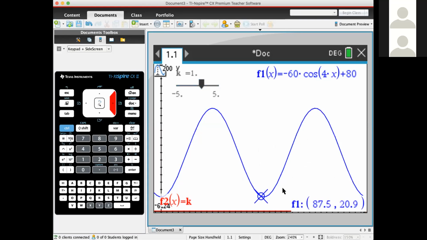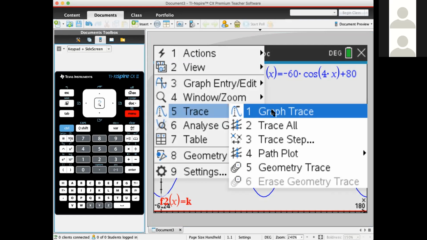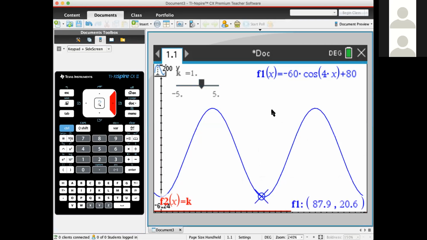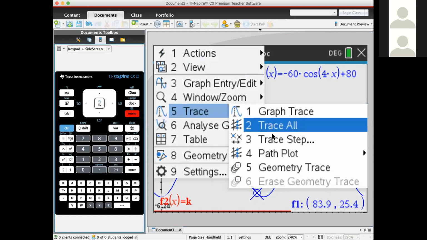What's going on? One sec, let me just trace again. Trace, yeah. So the minimum is something like 20. And the max value, the trace step is probably too low. Let's go and change the settings of the trace step.